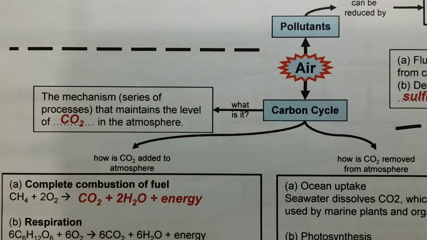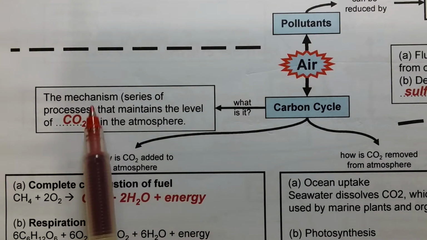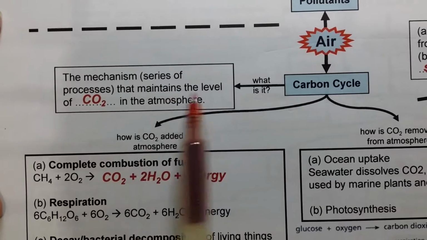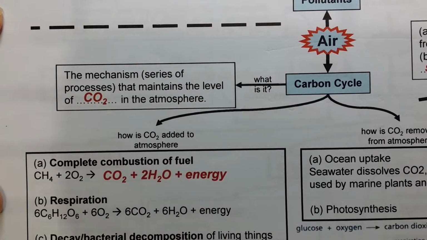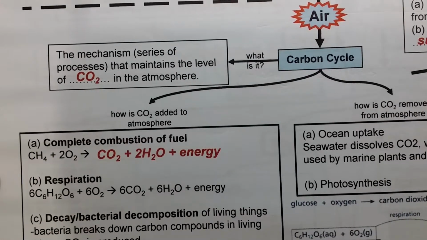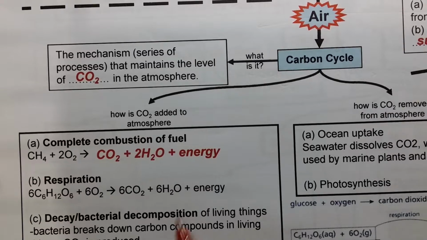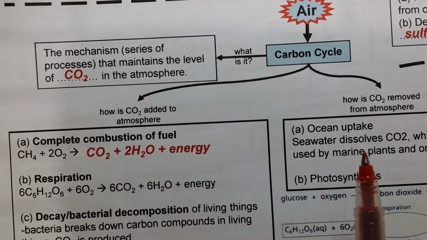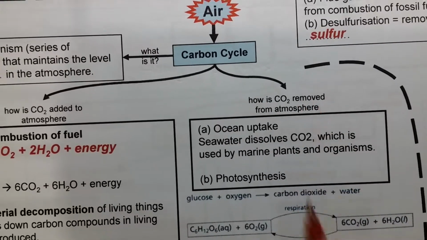Okay, carbon cycle. What is the carbon cycle? That is the mechanism or series of processes that maintains the level of carbon dioxide in the atmosphere. That is called the carbon cycle. So carbon dioxide is added to the atmosphere, and carbon dioxide is also removed from the atmosphere.